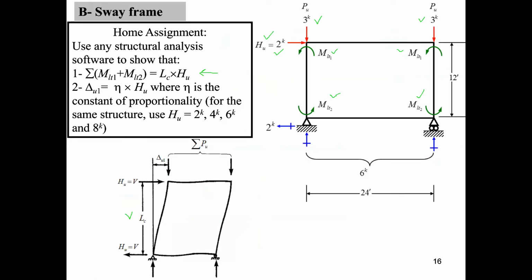Hu. 2. Delta u1, which is the lateral displacement, and Hu, which is the lateral load, are proportional, where eta is the constant of proportionality. Before we proceed any further with this topic, the students should know, understand, and memorize these two equations very well.